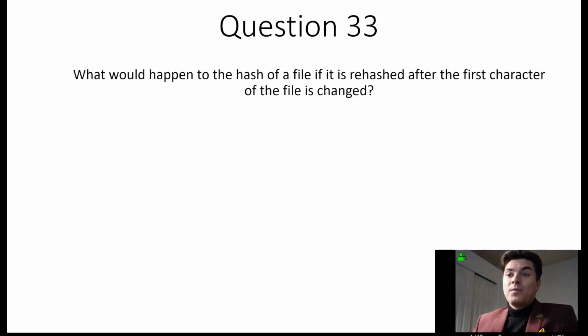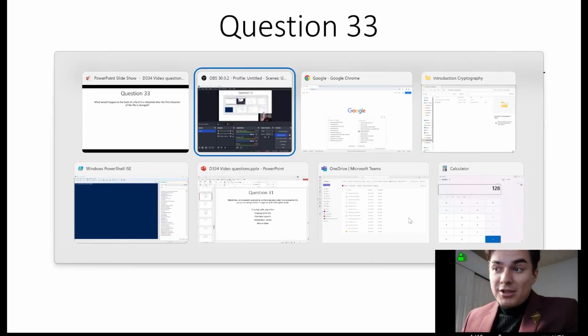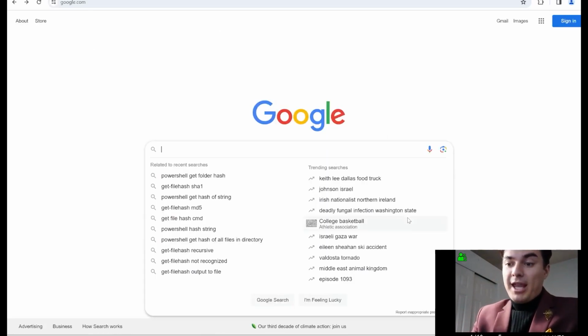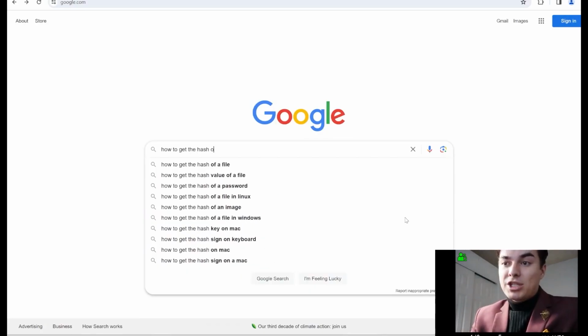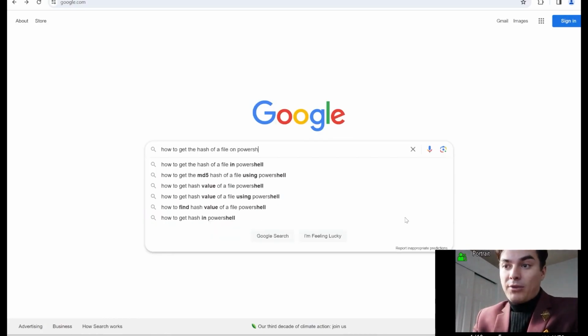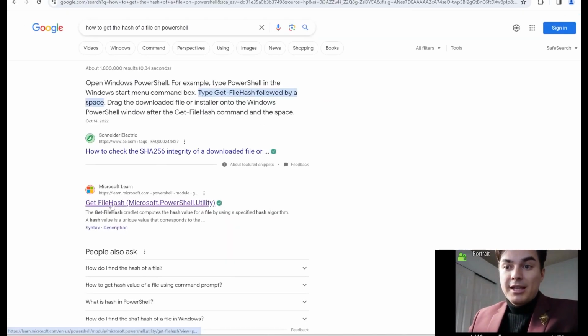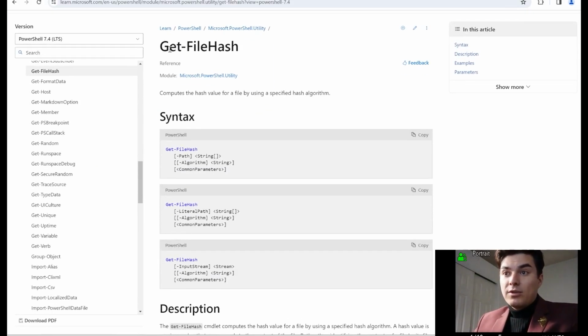Question 33. What would happen to the hash of a file if it is rehashed after the first character of the file is changed? So one thing as an engineer, I want you to be able to go investigate and look things up. That's what it takes to be a really good engineer, because a lot of the time you're just going to be looking up things. So let's take a look at that. If you don't know how to do something, take a look here on Google at how to get the hash of a file in PowerShell. Take a look here, Get-FileHash. Okay, so this is the syntax here, Get-FileHash.